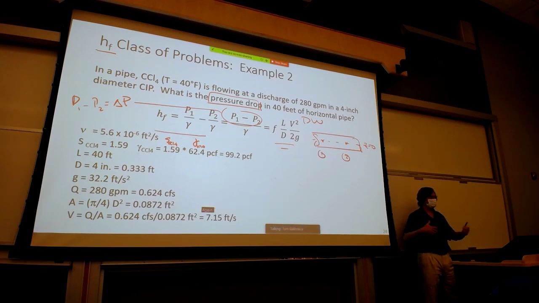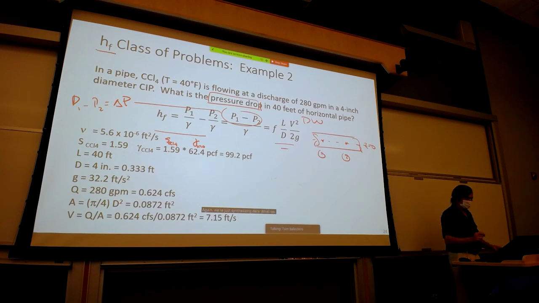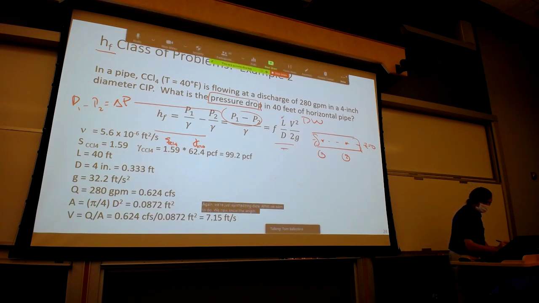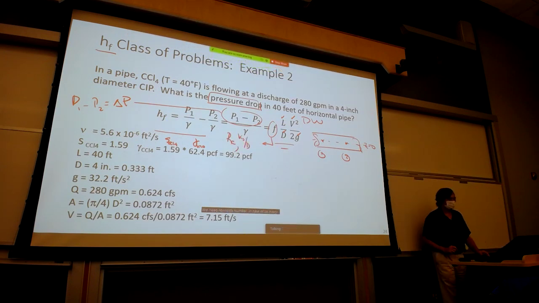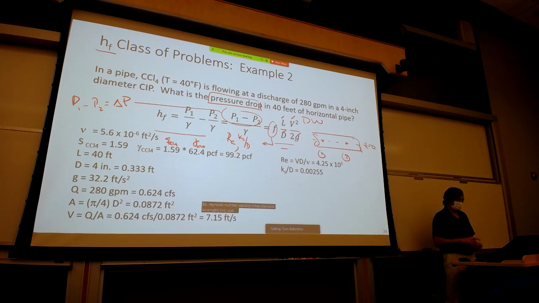So again, we're just synthesizing data. What we want to do, we now know the length, 40 feet, we know the diameter, we know gravity, we know velocity. To find the friction factor, we need Reynolds number and epsilon over D. And then we can calculate delta P over gamma, and we know gamma. So, Reynolds number, velocity times diameter over kinematic viscosity. You have the velocity, the kinematic viscosity, and the diameter on the left-hand side. That computes to be a Reynolds number of 4.25 times 10 to the 5th.